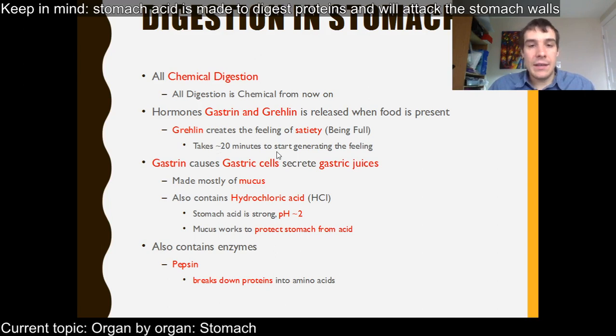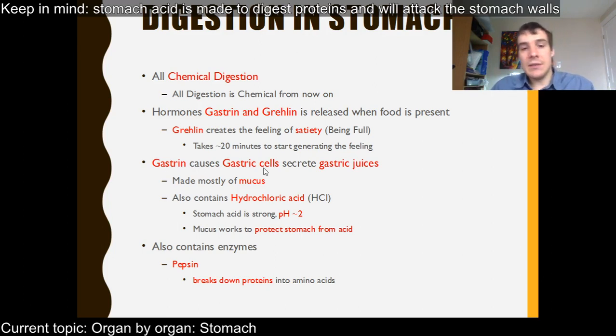So that's ghrelin. Gastrin is a hormone, and the gastrin hormone tells the gastric cells to make gastric juice, which is the stuff in the stomach that's actually going to digest the food. This is the infamous stomach acid, hydrochloric acid. It's quite strong, a pH of about 2, but it also contains mucus, and mucus is good at protecting the proteins in the stomach, right? The proteins in the stomach from the stomach acid itself. So your stomach is constantly coated in mucus. That's why your puke is kind of slimy too.